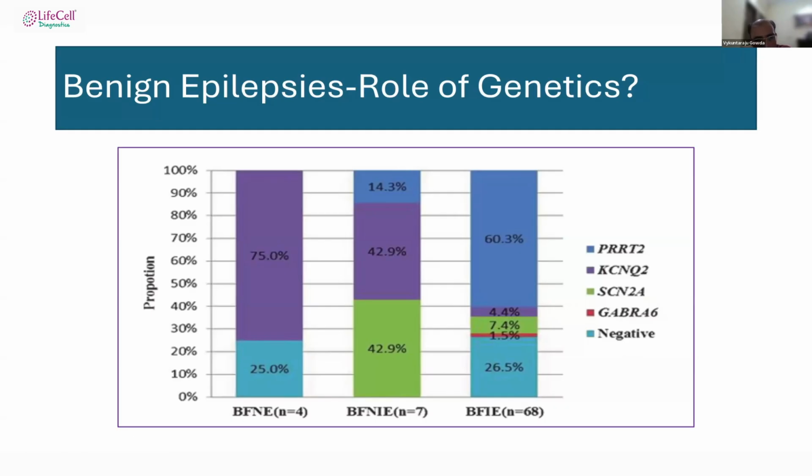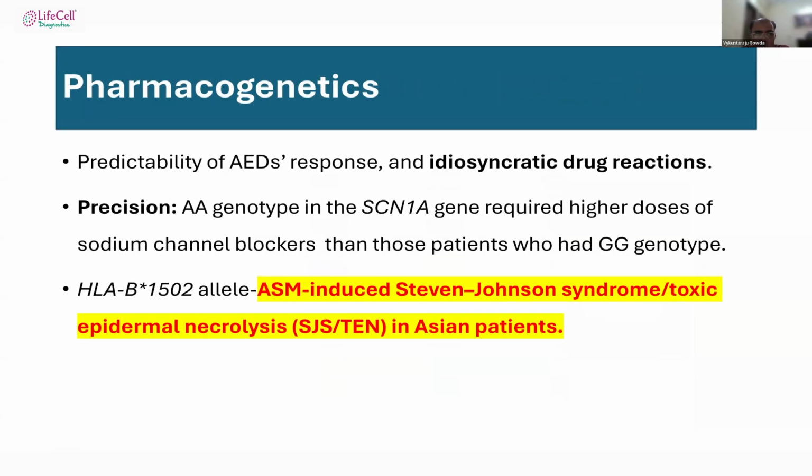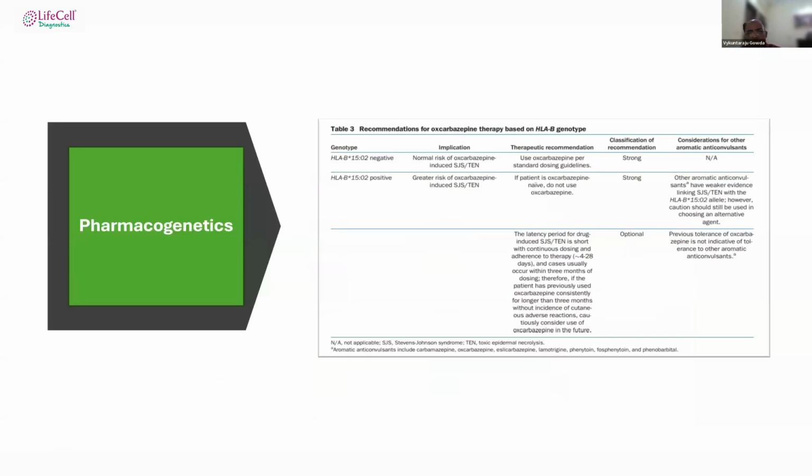You can taper and stop as early as possible, maybe after 1 or 2 years maximum. So there is no need to continue long term, and it gives satisfaction that you have diagnosed a specific condition. Long-term outcome and prognosis can also be given to the family, even though it is a self-limiting condition.